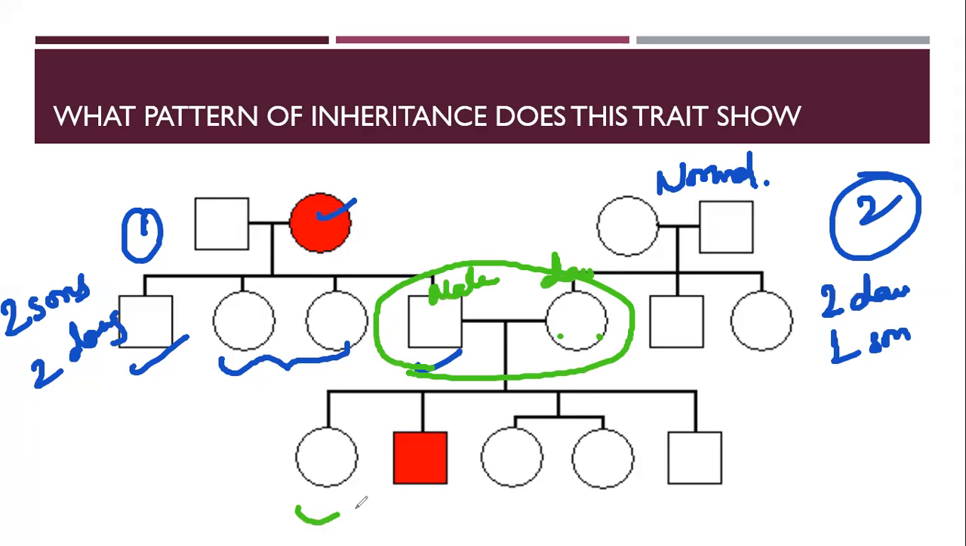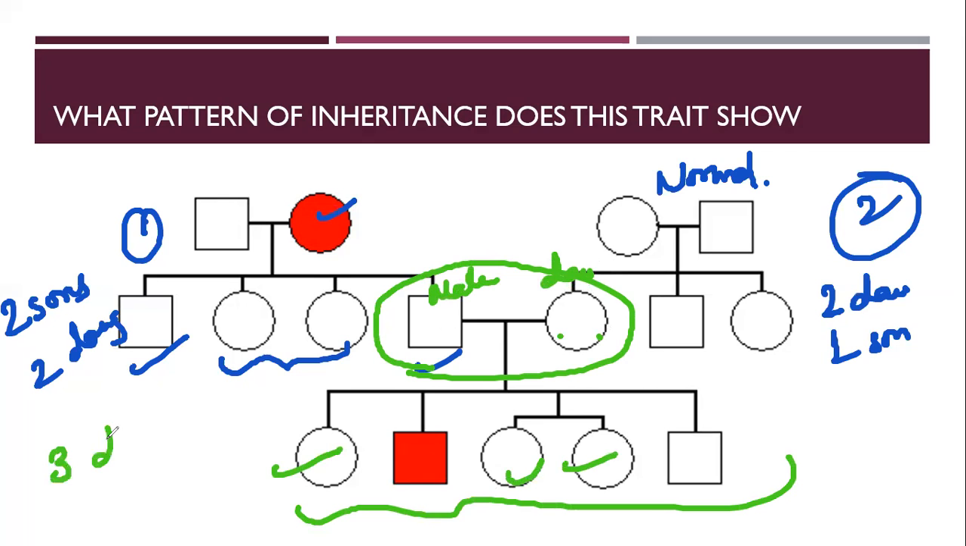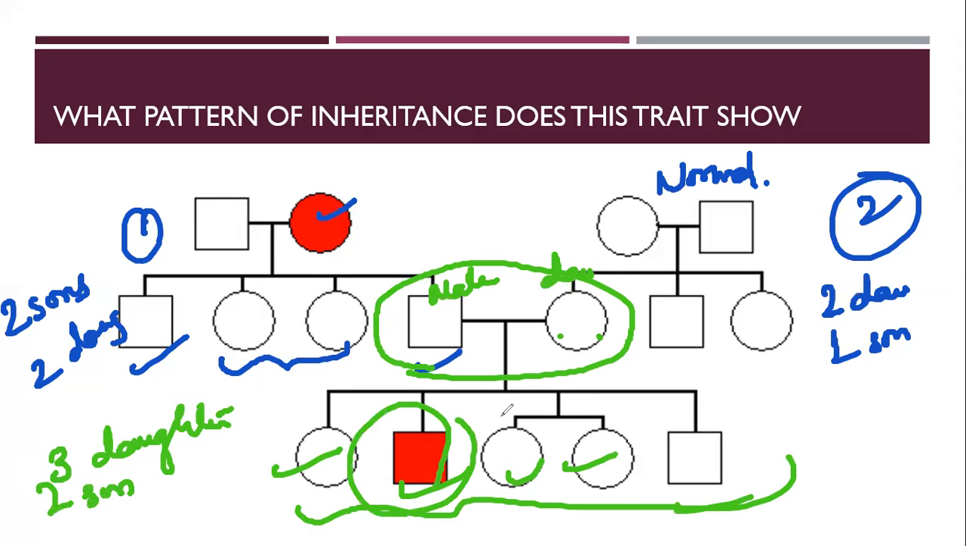Now they have got offspring. They have got 1, 2 and 3 daughters, and you have got 2 sons. Out of the 2 sons, you can see that one is affected. So one affected son is there.